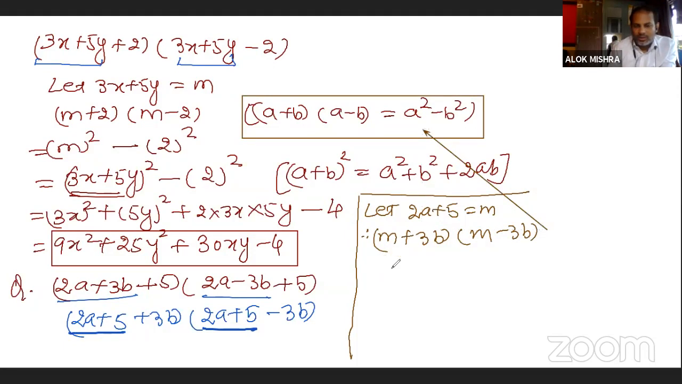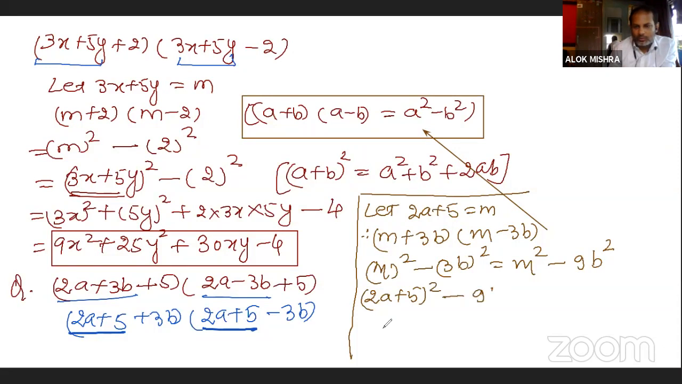So it is m square minus 3b the whole square. So what do I get? I get m square minus 9b square. It's not 9b the whole square, it is 9 into b square. But what is m? m is 2a plus 5. So finally we have 2a plus 5 the whole square minus 9b square.